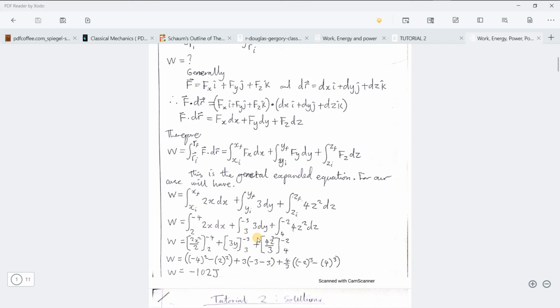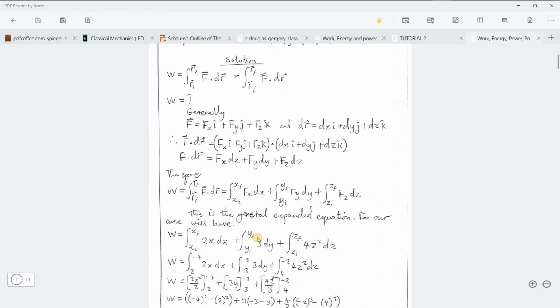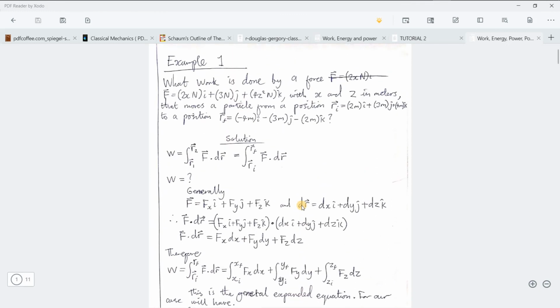Okay, so now we can look at another example. We'll see this next example in the next session. We'll look at example 2, so hang on as I return to you.